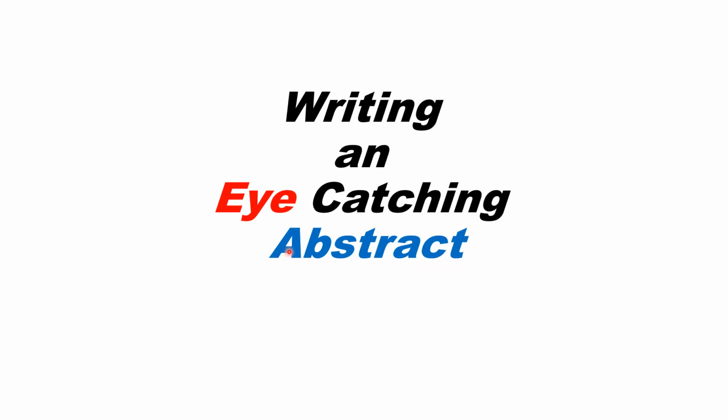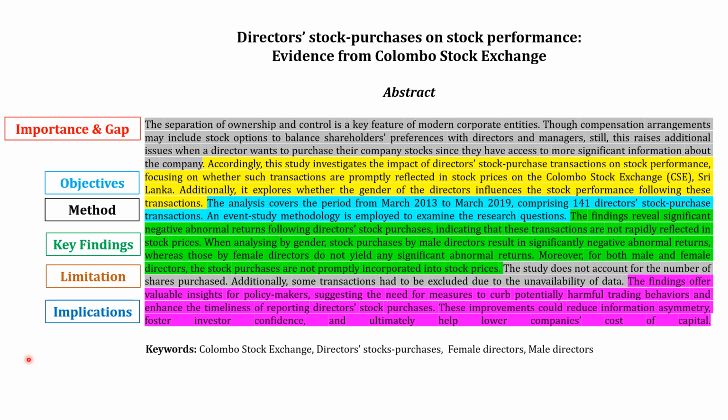You may be a student following an undergraduate or postgraduate degree program, including MBA, MSc, or even PhD. The abstract gives a snapshot of your research report or research article. Simply, it gives the reader a clear-cut idea about what you have done in the next couple of pages of your research report. So let's look at how to write an eye-catching abstract.